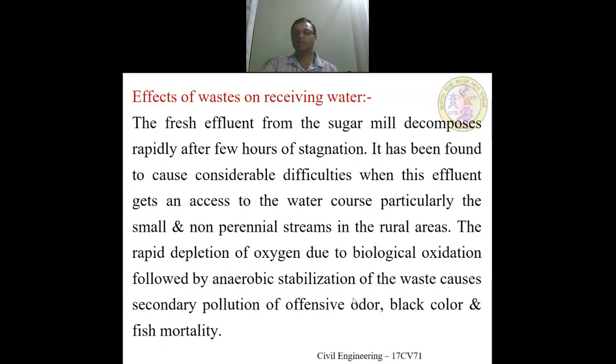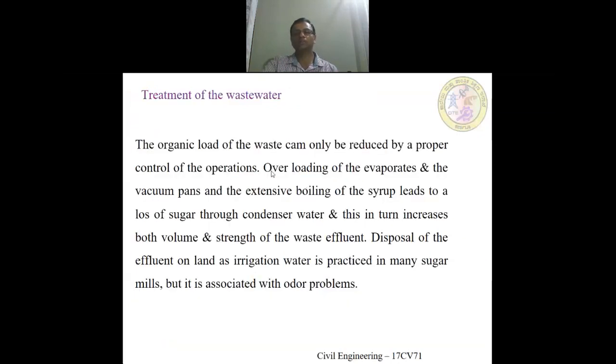So that's why, if this waste is directly disposed onto the stream, the pond is going to be affected by the odor, color, and fish mortality. How are we able to treat it? As I discussed earlier, the pH is in the acidic range, with more amount of total solids. The organic load of the waste can come down only by proper control on the operation.